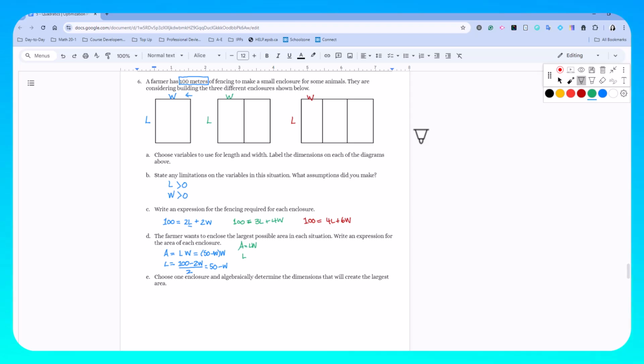Let's solve for the L again. Well, in this case, actually, I'm going to be difficult. I'm going to solve for the W.